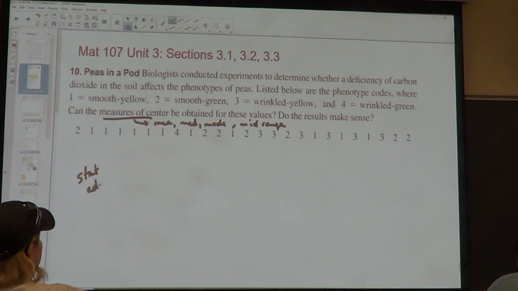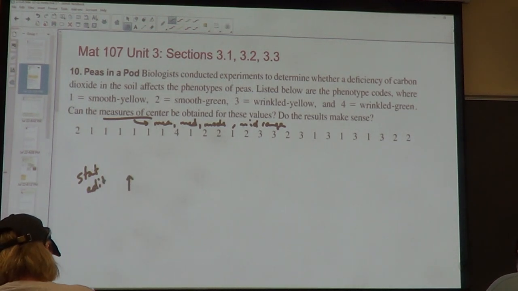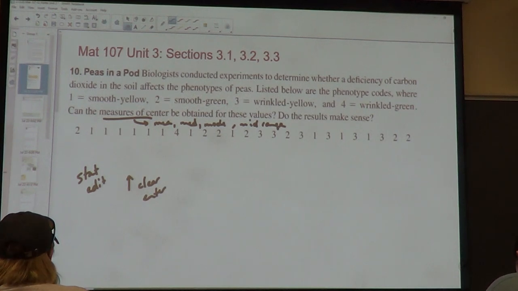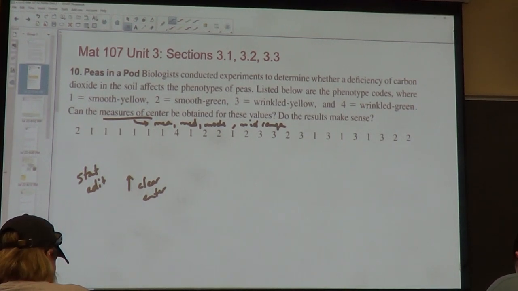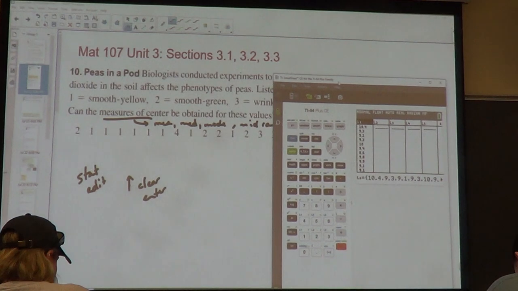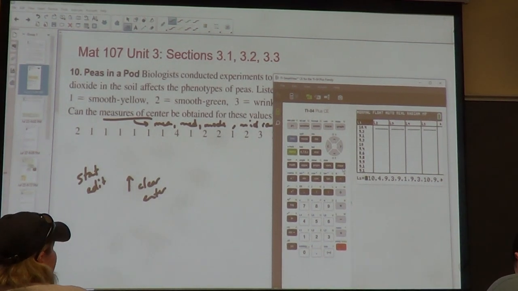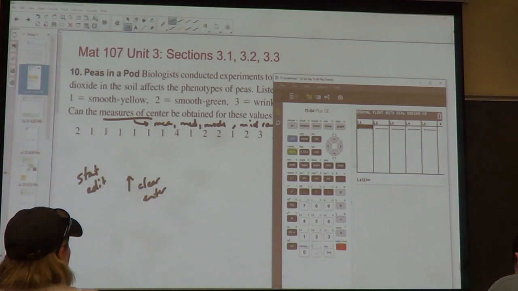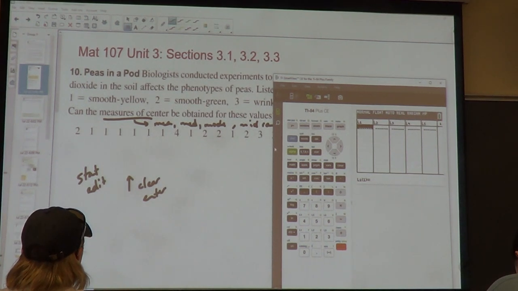We did stat edit, and then we go up to the top and hit clear, enter. Stat edit is where you go and type in your data. When you go up to the top and hit clear, enter, that clears out the data that's in there. If you didn't have any data in there, you didn't clear anything out. Are we good so far?